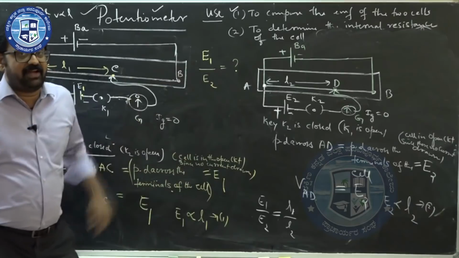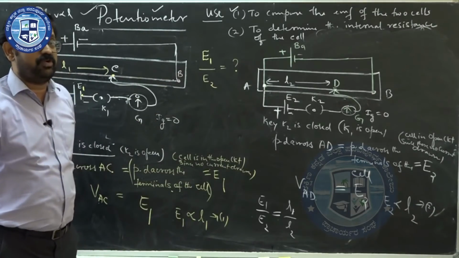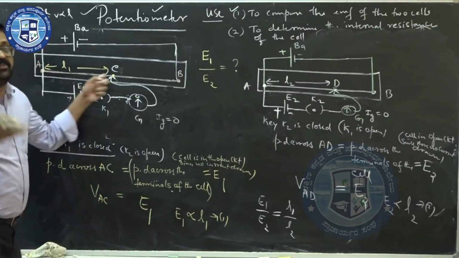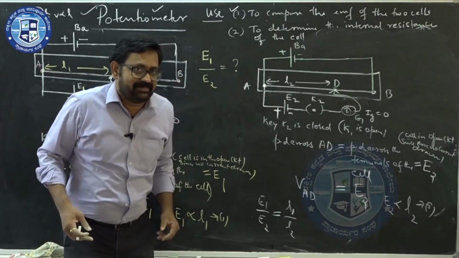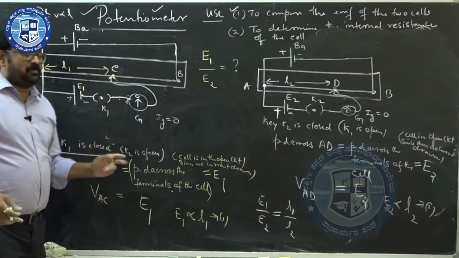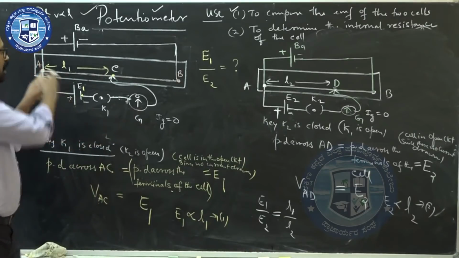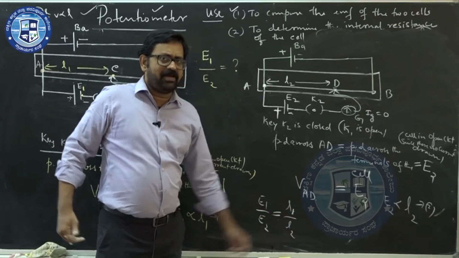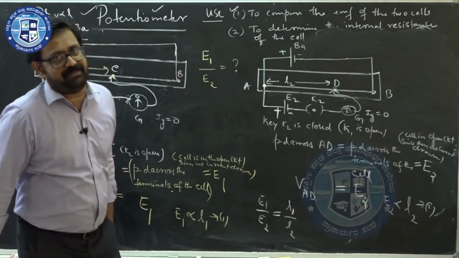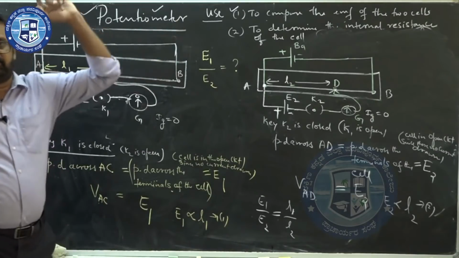Our aim is to find out E1 by E2. We were not knowing E1, we were not knowing E2, but experimentally can't you find out L1, can't you find out L2? Of course you can call it a balancing length, because at that length only the deflection in the galvanometer has become 0. Substitute L1 and L2. The ratio of L1 by L2 itself is a ratio of the EMF. This is the first experiment, comparing the EMF of the two cells.